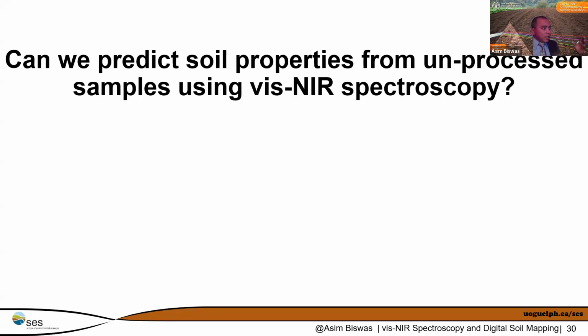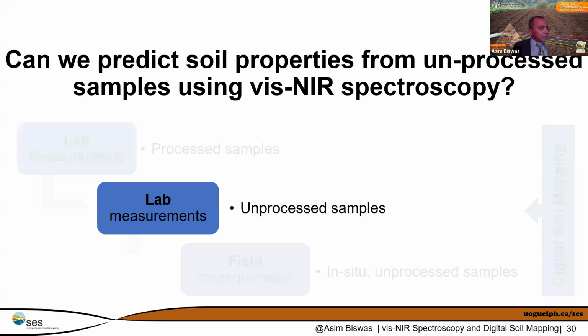Now, the next one I wanted to show in the storyline of the four different case studies: can we predict soil property from unprocessed samples using vis-NIR spectroscopy? So unprocessed means we still collect the soil sample from the field and bring it back to the lab and then do the spectrometer. So we are not taking the spectrometer to the field, but we are processing the sample in the condition where we see it in the field.